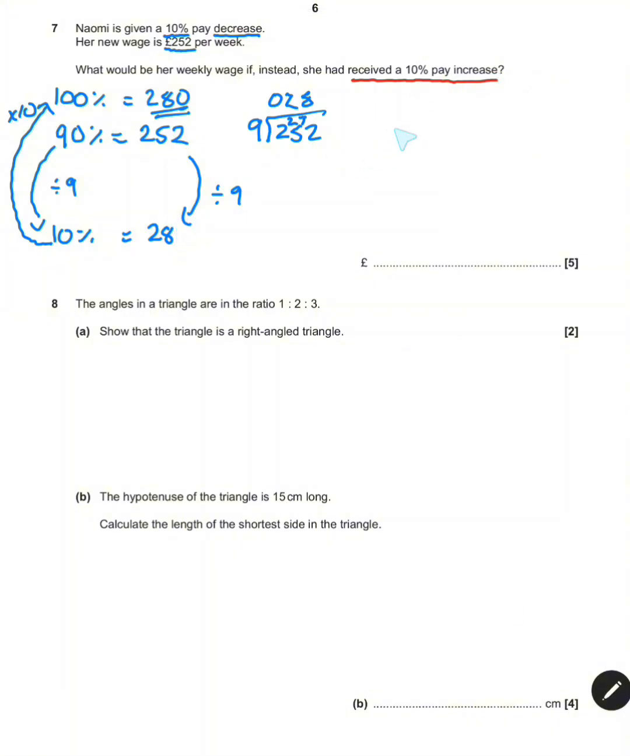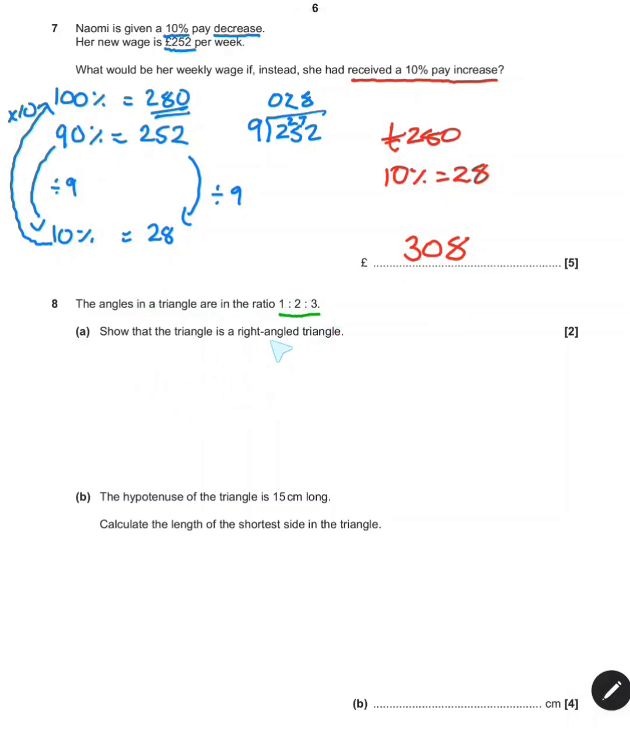Well, we know she's got 280 to start with. We know 10% of that is 28. 280, add 28 is 308. Question 8 looks at angles in a triangle in the ratio 1 to 2 to 3.